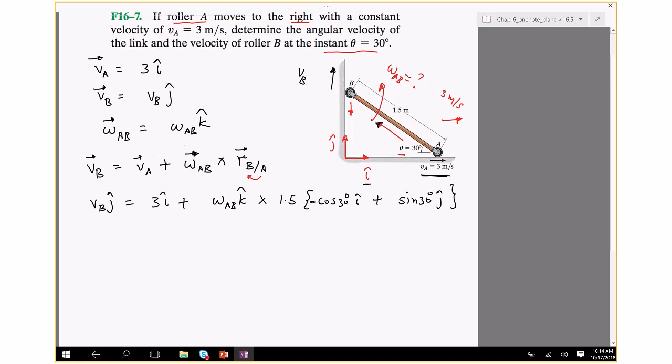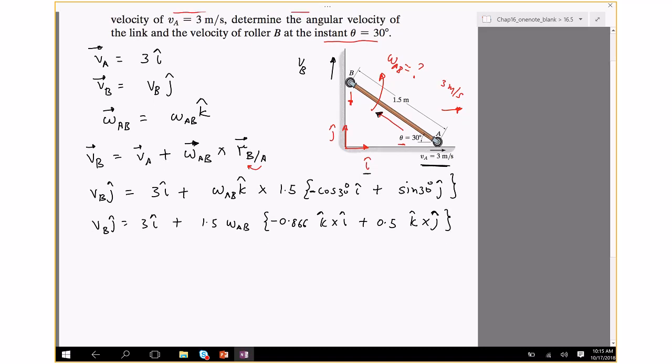Okay, now let's try to expand the cross product. So VB j equals 3i plus 1.5 omega AB. Cosine 30 is, I think, 0.866. Then I have k cross i plus sine 30, which is 0.5, and then k cross j. Okay, so I need to do the cross product. Do you guys remember how to take a cross product? What's k cross i?